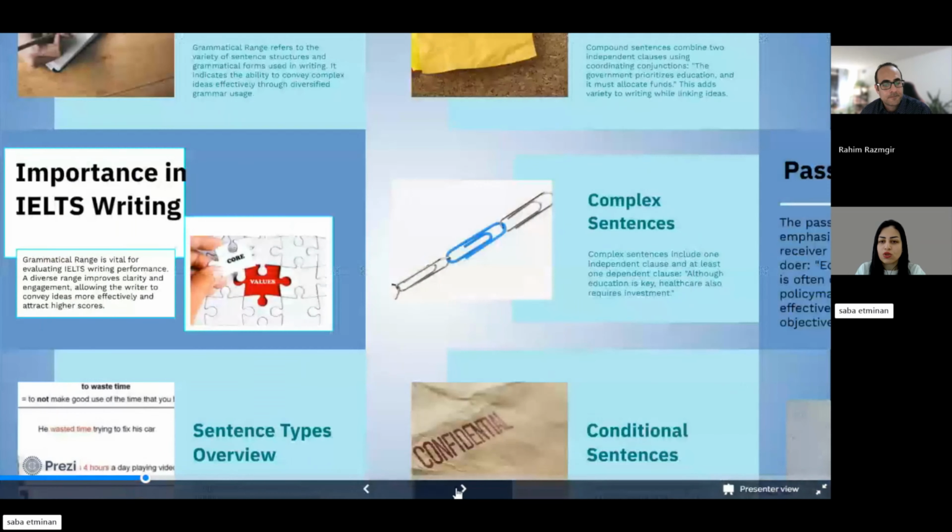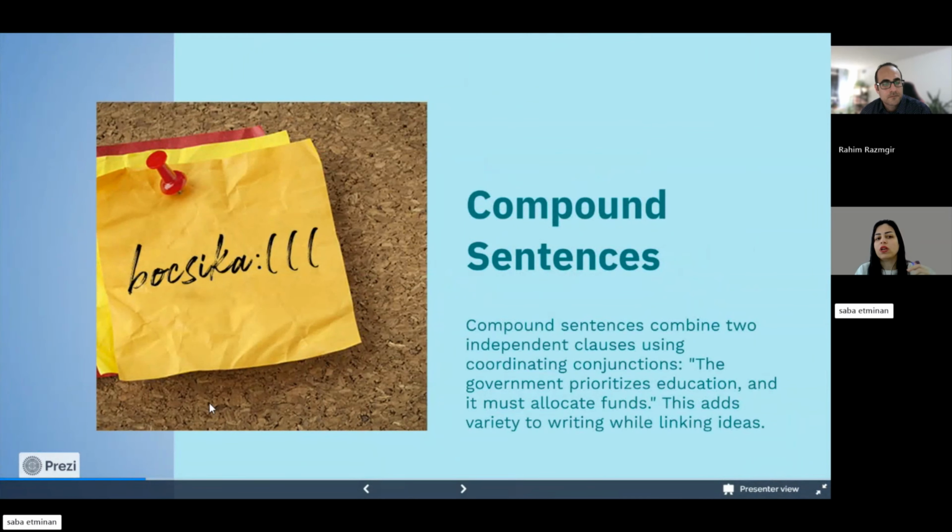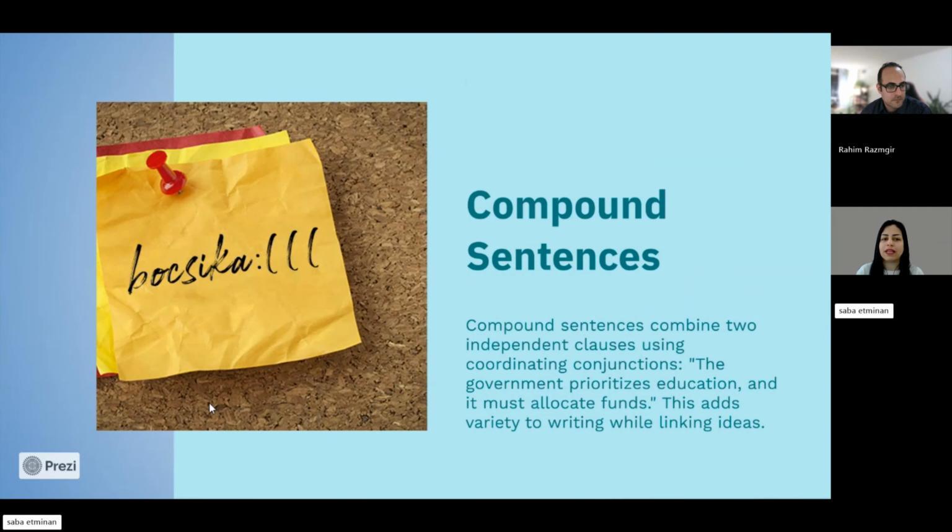So what do we mean by compound sentences? In compound sentences, we've got two independent clauses linked by a coordinating conjunction. Again, this is the example. Would you please read that?